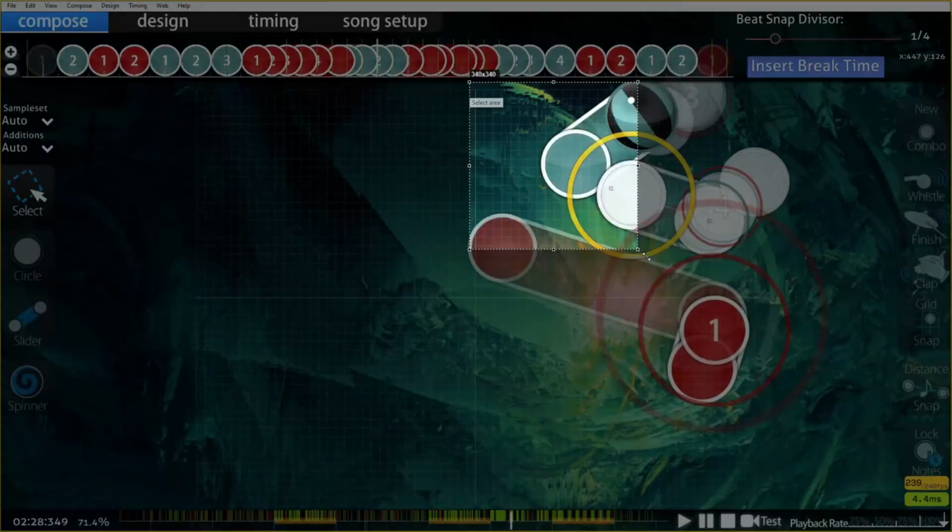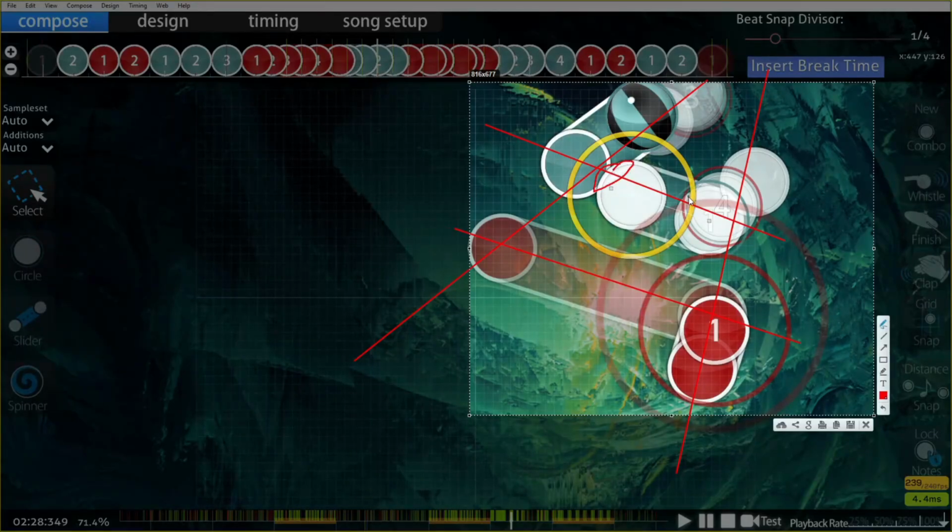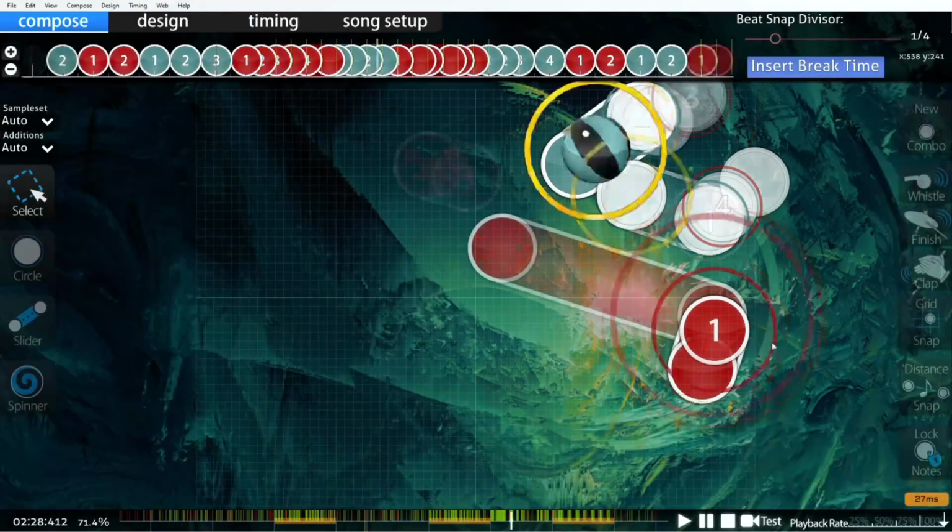Take this pattern right here. There are these two axes here. This is also on the same axis. This is on the same axis as well. And overlap wise, we have only this and just the slider tails and slider heads.